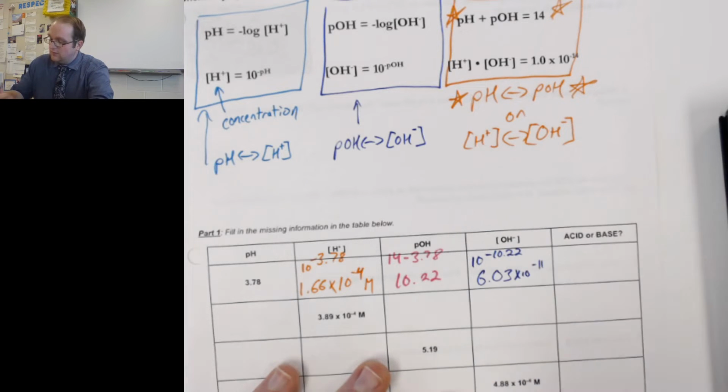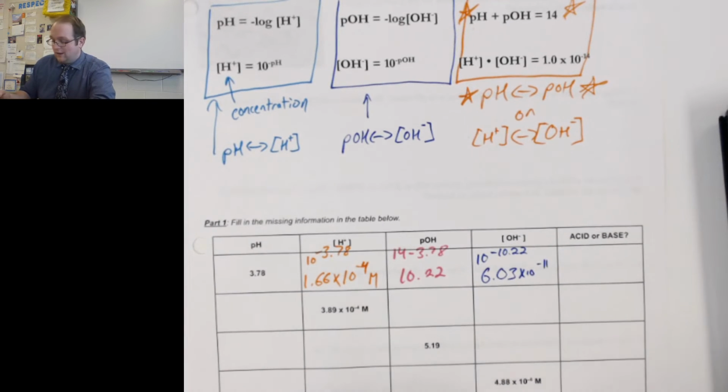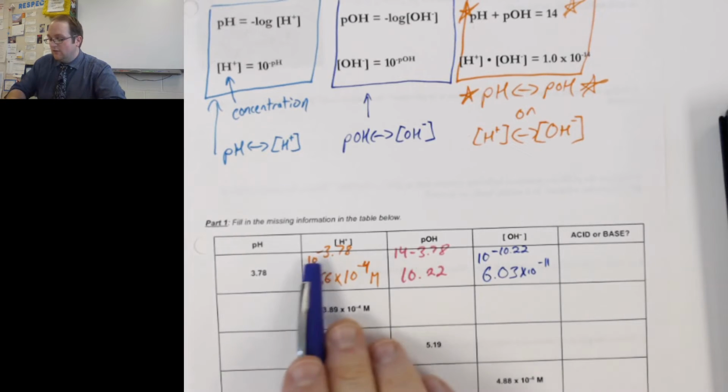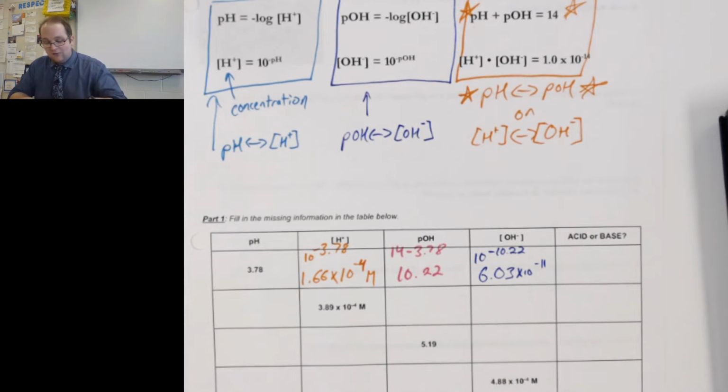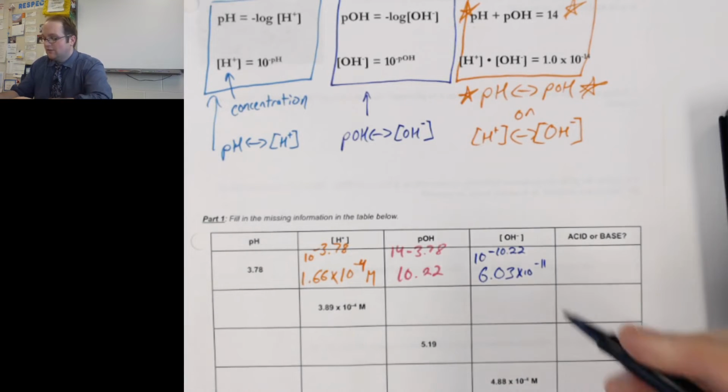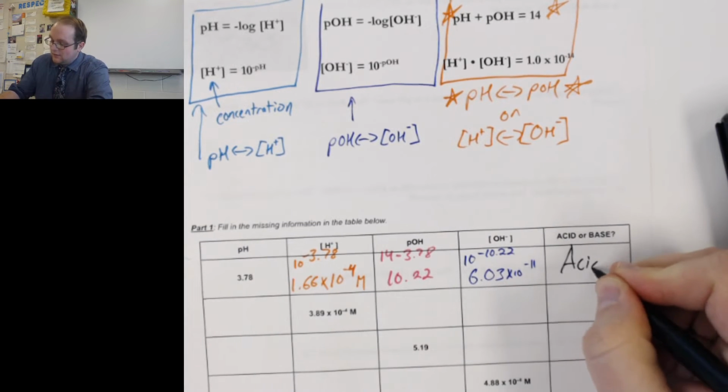Alrighty. So last line here, acid or base. Well, you could use any of these, but I recommend going back to pH. That pH is less than 7, so I would identify this column as an acid.